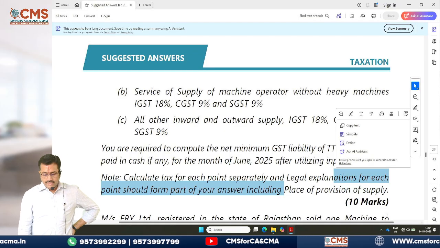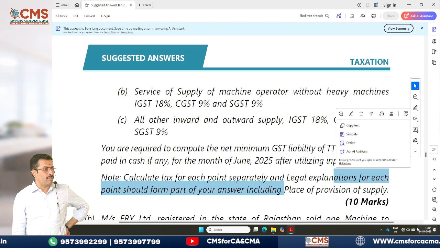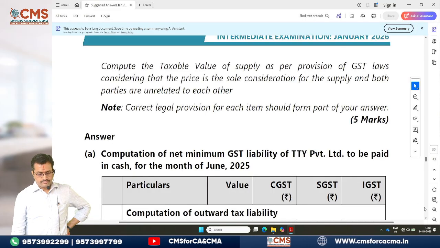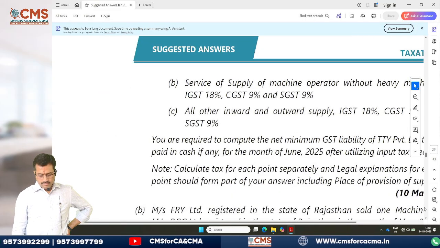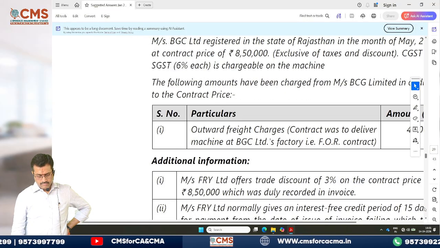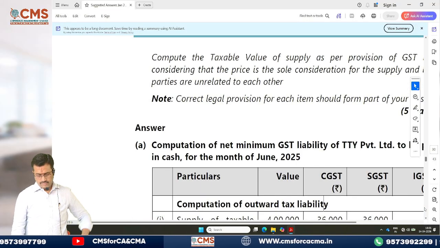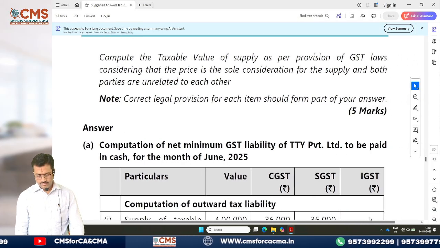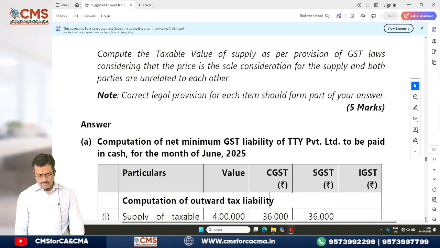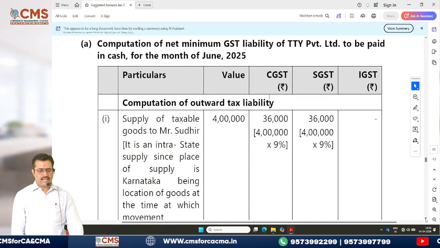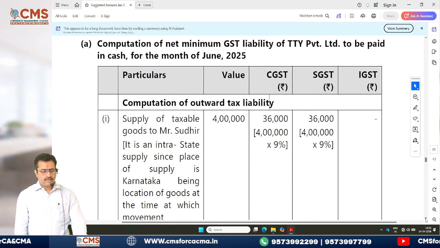Now how to answer, and this is given for 10 marks, solid 10 marks. Let's see how to answer this question. See here. Computation of net minimum GST liability. Now see there, outward supply.